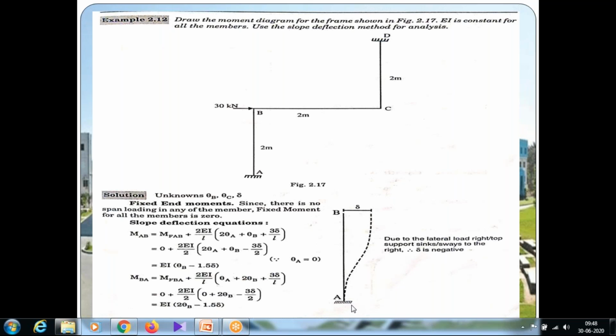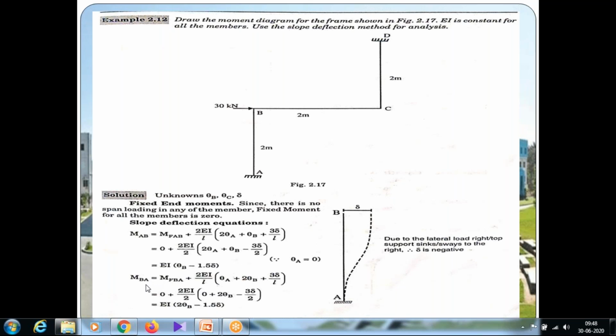In this case, the support is at the bottom. When we compare to the support, the span moves to the right, so the delta is negative. So minus 3 delta divided by 2, since the length of span AB is 2 meters only. Since theta A is equal to 0, 2 EI by 2, cancel, EI into theta B minus 3 by 2, that is 1.5 delta. So this is equation number 1: MAB is equal to EI into theta B minus 1.5 delta.